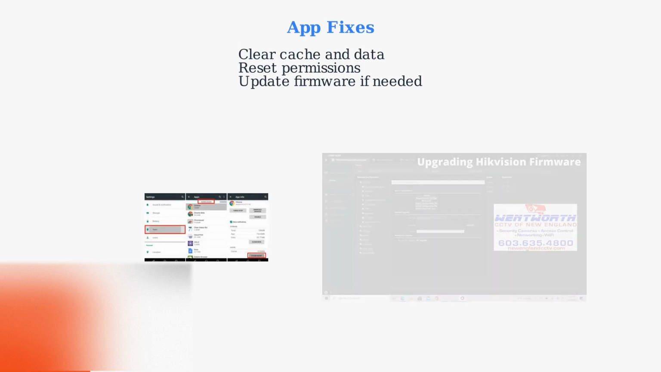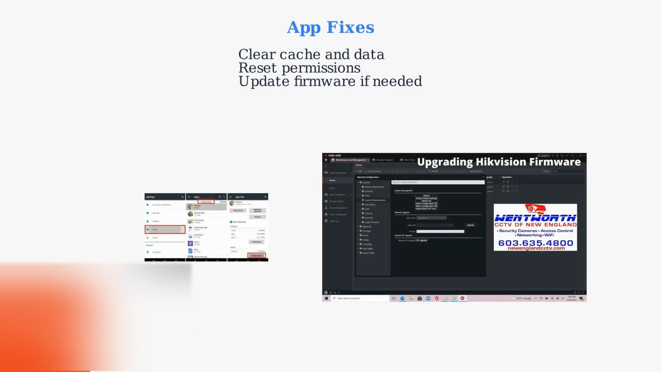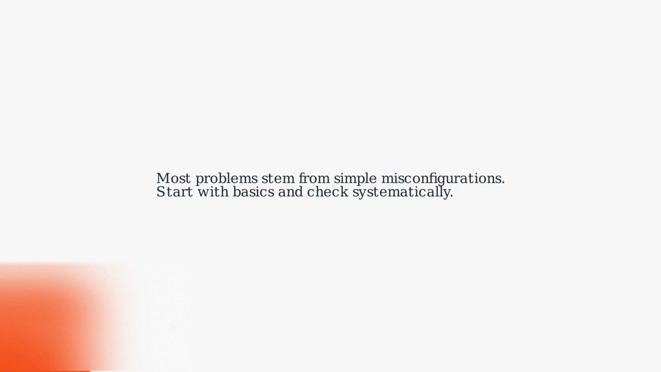If the app is the problem, clear its cache and data, then reset permissions. If issues persist, a firmware update might be necessary, or reach out to Hikvision support. Remember, most problems stem from simple misconfigurations, so start with the basics and systematically check each potential cause.